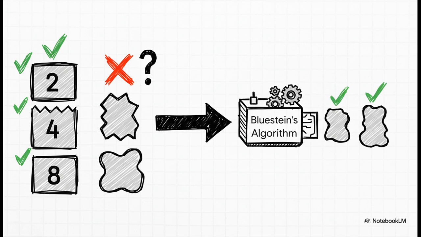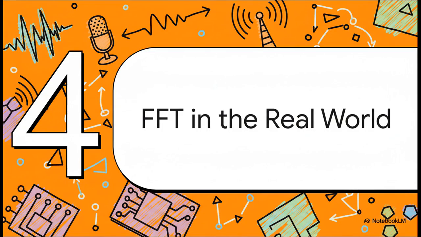And for a long time, yeah, that was a big limitation. But then along came something called Bluestein's algorithm, which found this brilliant way to reframe the problem as something called a convolution. You can think of it as a kind of mathematical mixing, and that one trick makes the FFT work for any size input, which is just incredibly useful. All right, so we get it. It's fast, it's clever, but where do you actually run into this thing in the real world?